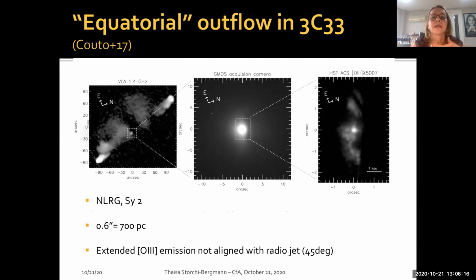One is this 3C33, a radio galaxy. We are looking at the inner galaxy to see if we see some impact in the gas in the inner region. So we observe it with GMOS IFU. This is an HST image of the O3 emission line. And it's interesting that the line emission is not aligned with the jet.